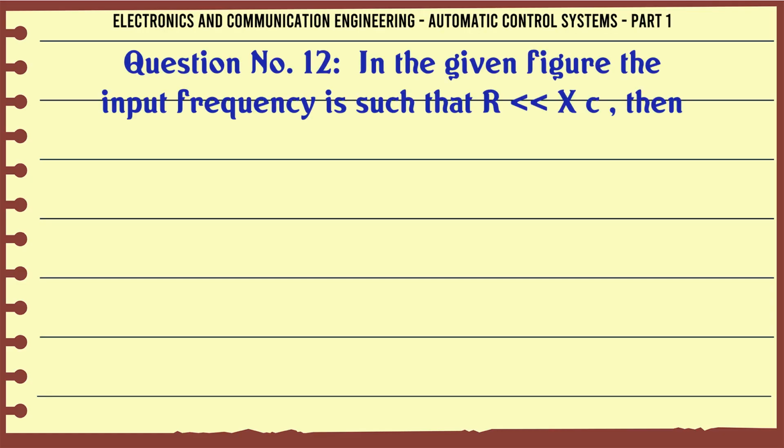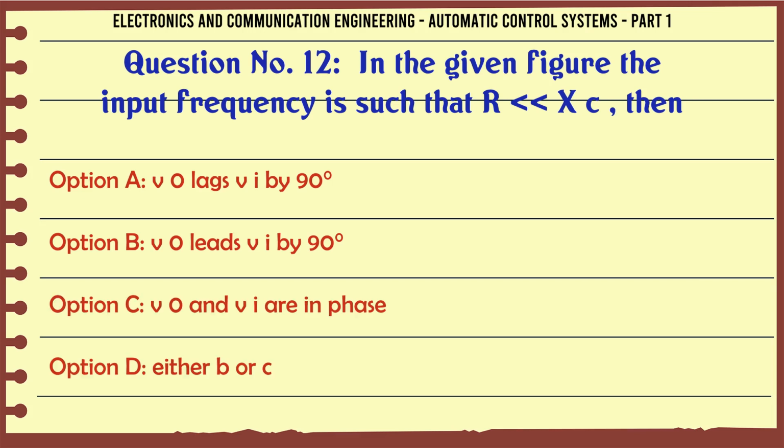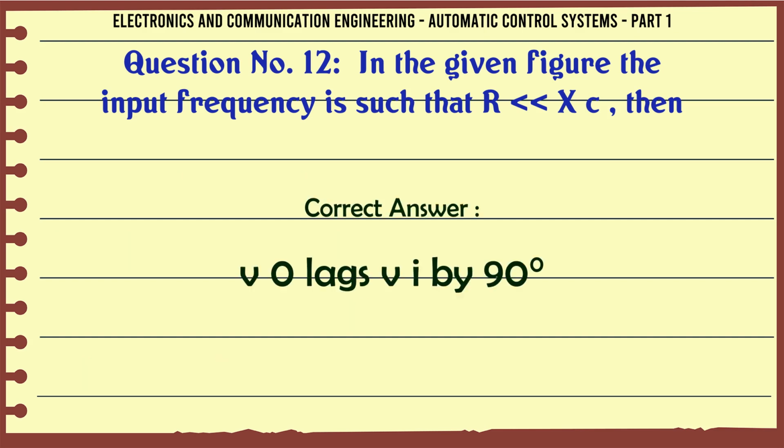In the given figure, the input frequency is such that R << Xc. Then A. V0 lags Vi by 90°, B. V0 leads Vi by 90°, C. V0 and Vi are in phase, D. either B or C. The correct answer is V0 lags Vi by 90°.